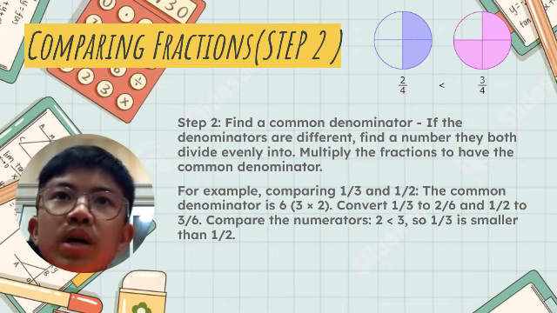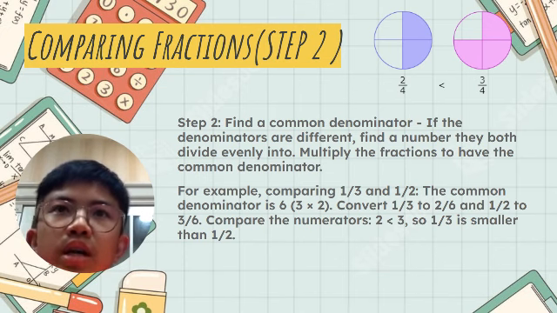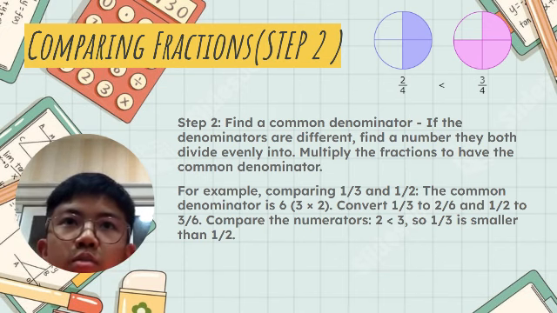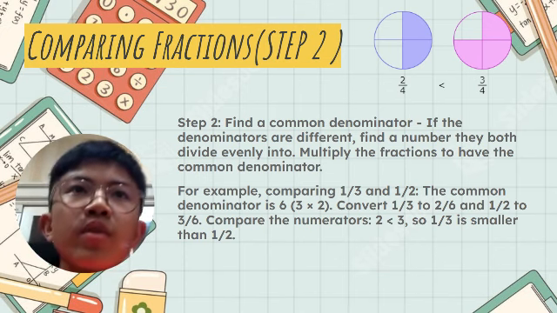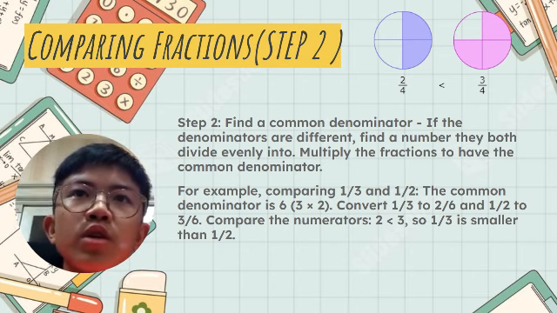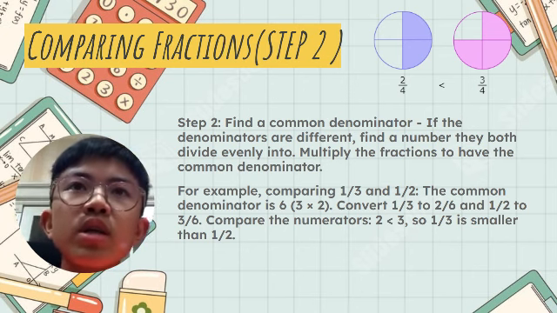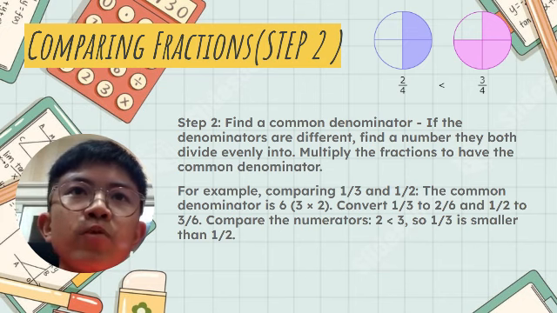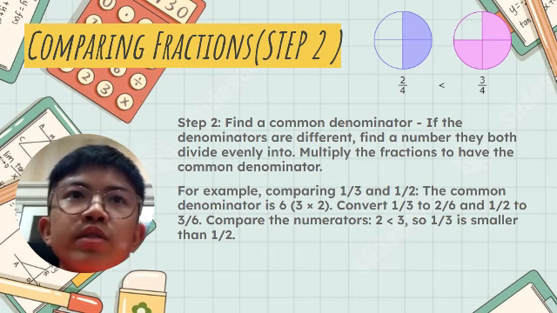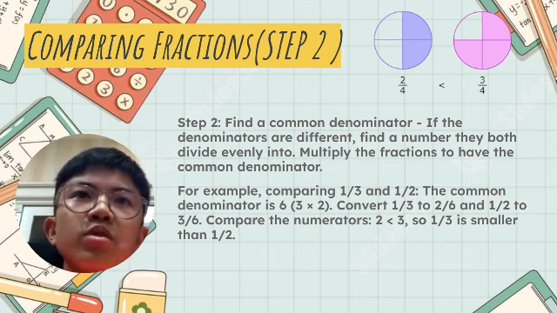by multiplying the numerator and denominator by 3. Now we compare the numerators. 2 is smaller than 3. Therefore, we can say that 1 over 3 is smaller than 1 over 2.